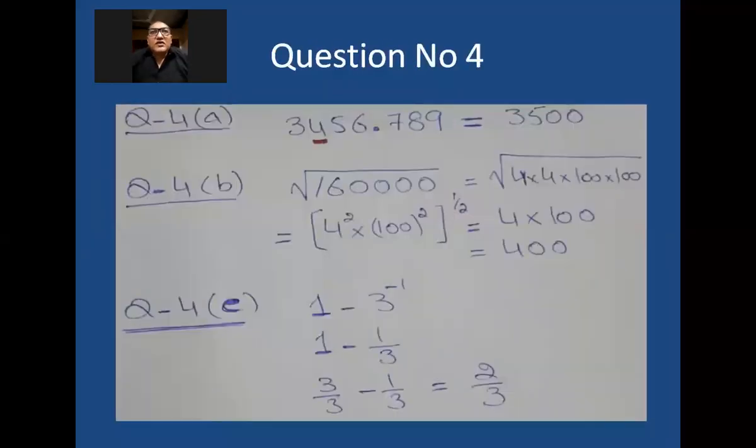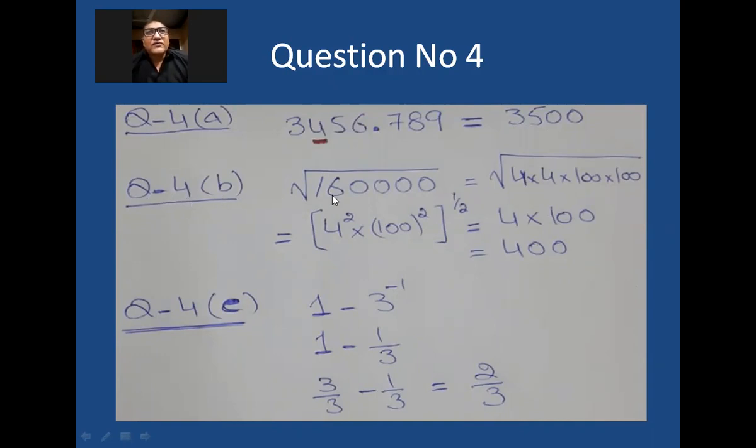Okay. So the question number 4A part, 3456.789. I have marked with the red line where the 100 number is. This is the location where you have 100. So after this, on the right side, I have 5. So this will increase by 1, and the rest of the digits become zero, so it is 3500.